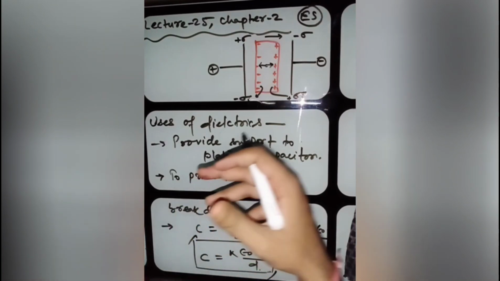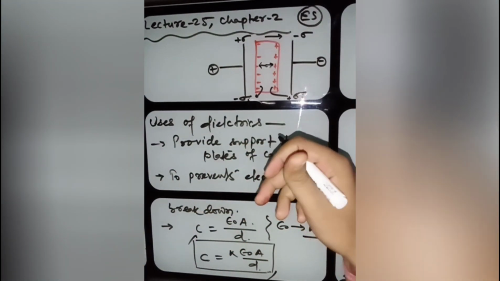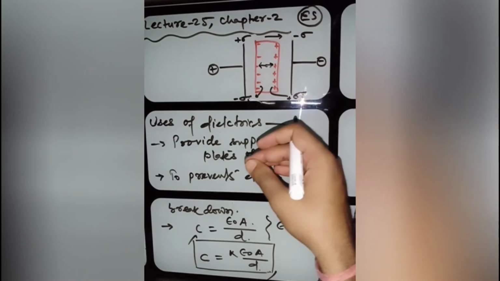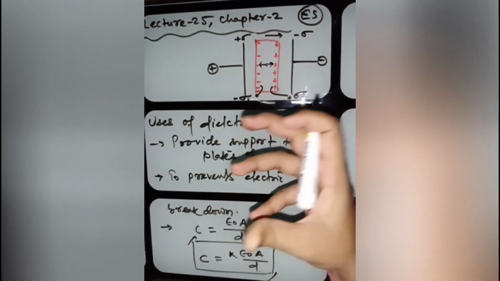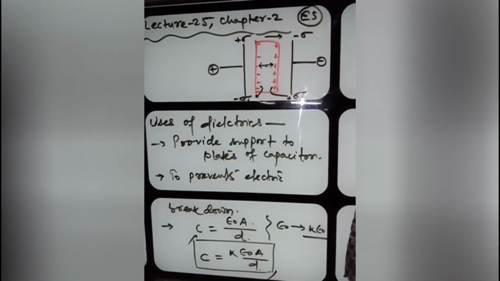So the third very important use of dielectric is what? To increase the capacitance. So these are the basic uses of dielectrics. Okay, my dear students.